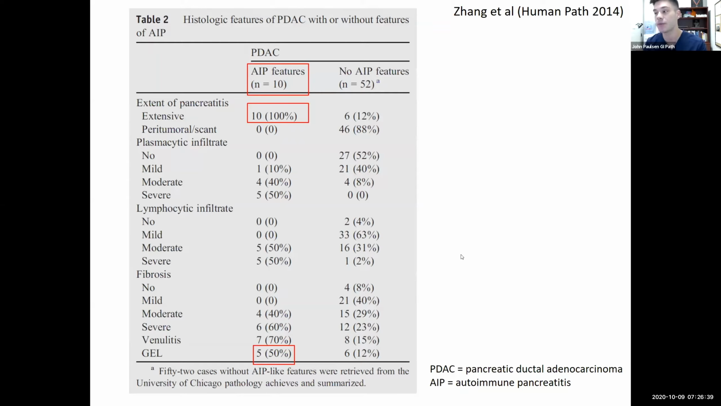And here's Table 2 from that paper showing the different AIP features that you can see in pancreatic ductal adenocarcinoma around it and both within the tumor. Most of these cases had extensive pancreatitis, and half of them actually had GELs like we have. So when we get the resection specimen, we'll probably see GELs involving benign epithelium and the cancer as well. So it'll be interesting to take a look at that.